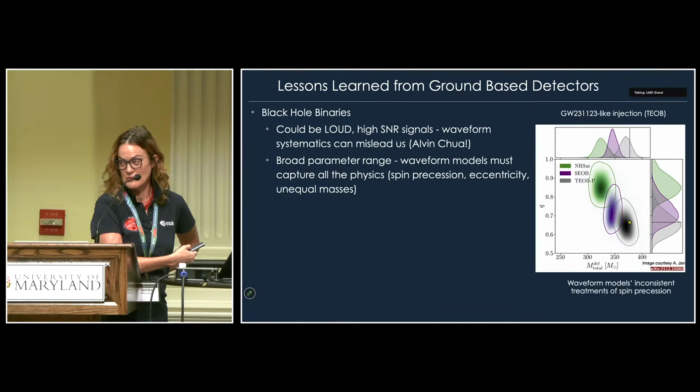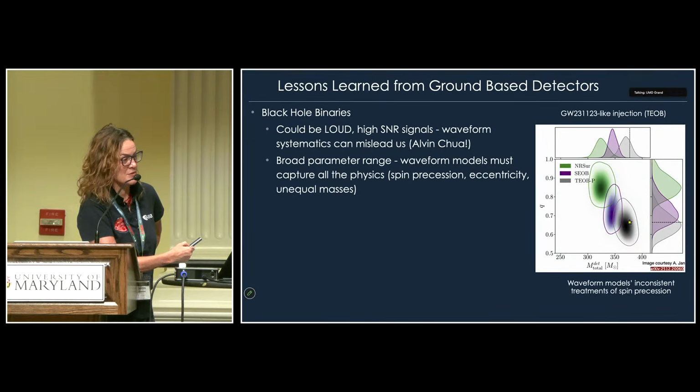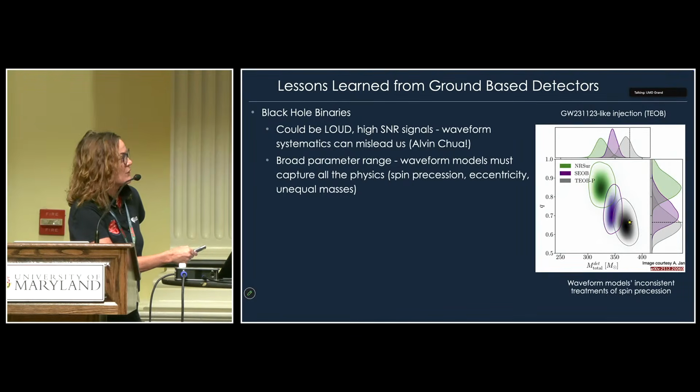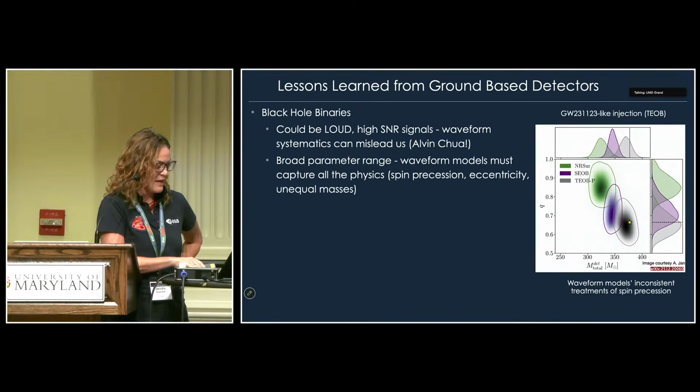They're fantastic and doing their job, but this is what it looks like when we have slight differences in how we treat the physics in each of these models, in this case, how we treat precession. And we have to learn that our waveform models aren't perfect, and neither is the fundamental numerical relativity, et cetera, underneath them.